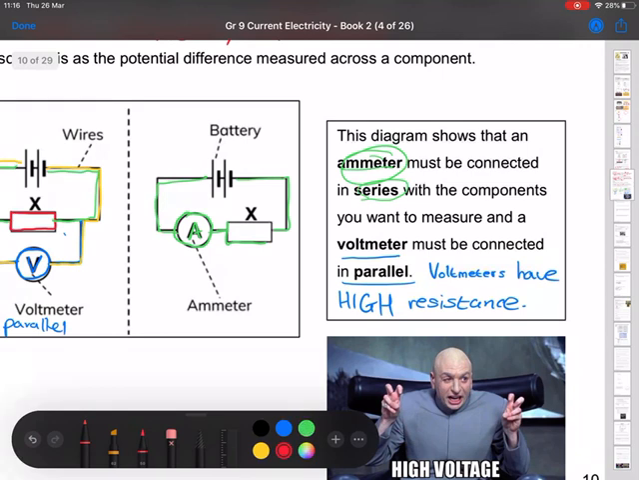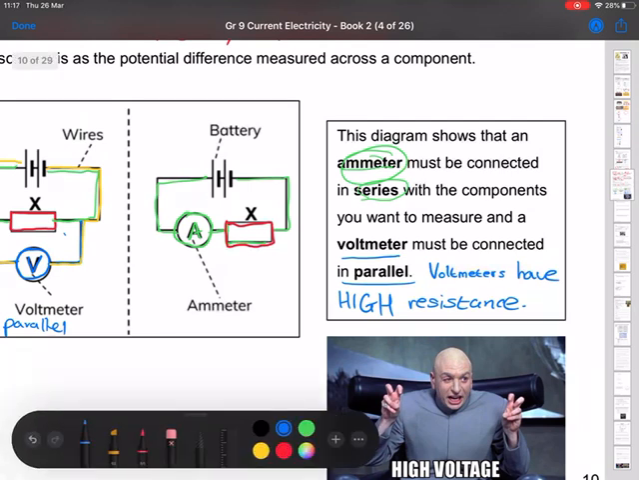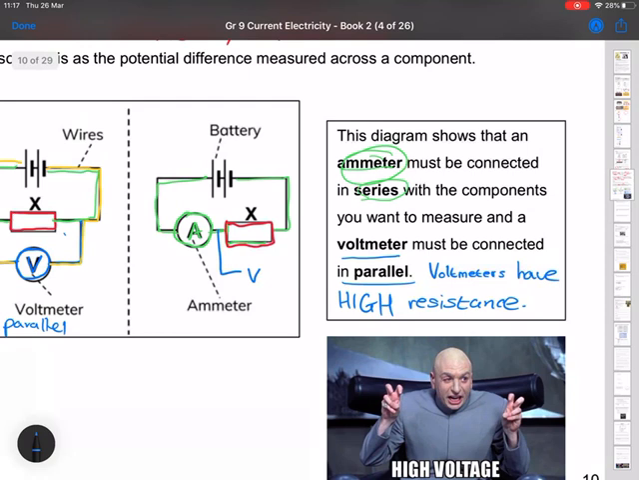So I'll do it in red. Here's a resistor. You've got resistor X, so that resistor has got some resistance. If you want to measure the current going through it, you'd have an ammeter connected in series with it to measure all the current that's going through that resistor. But if you wanted to measure the potential difference of it, you'd have to connect a voltmeter across that component. So voltmeters are connected in parallel, ammeters are connected in series.